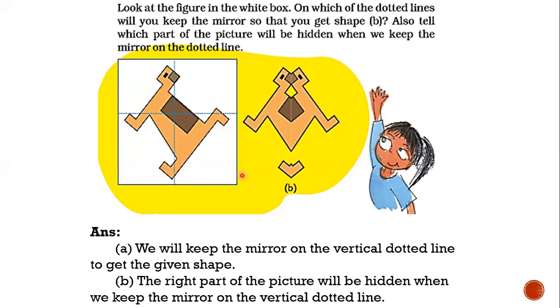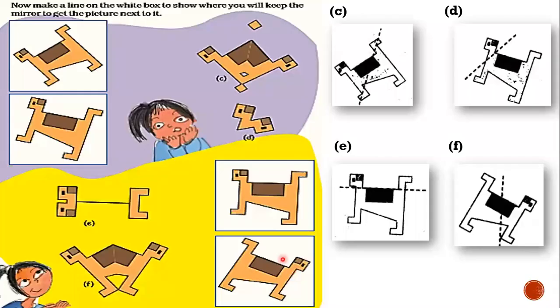These types are a little difficult for you to understand, I know. Now next, some more figures are given and you have to find out in what way we have to keep the mirror for getting the answer given here. See, this is figure C. And for getting such a mirror half or mirror reflection, in what way do you have to keep the mirror? That is the question. For that, we have to see the reflection.